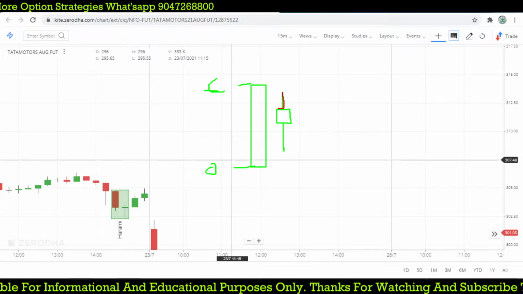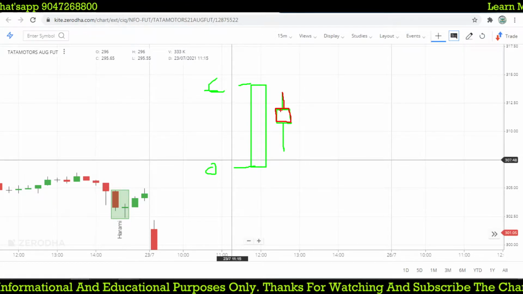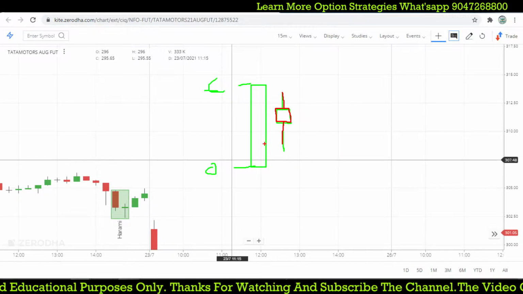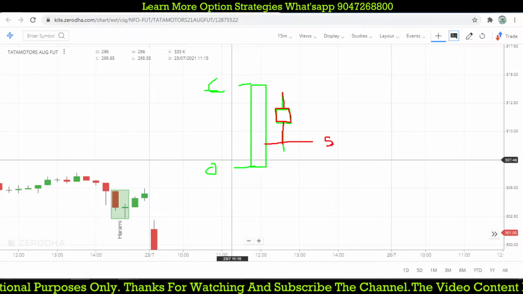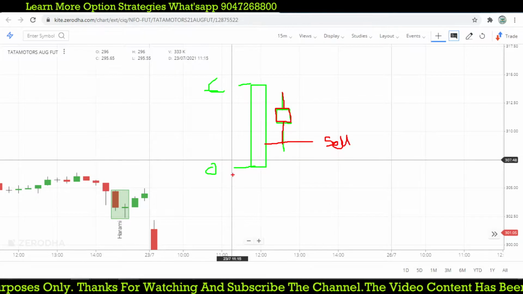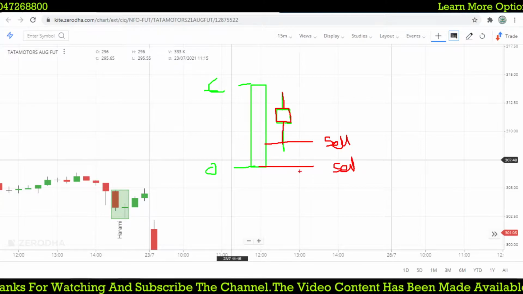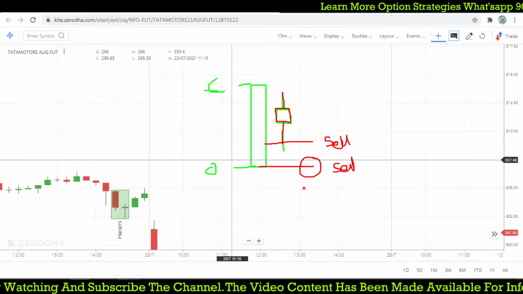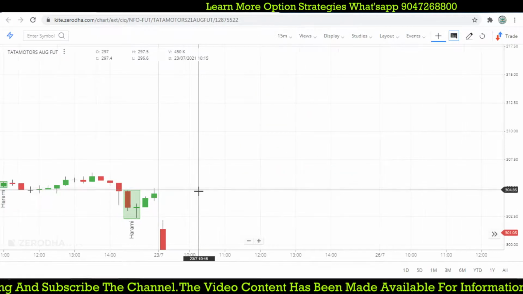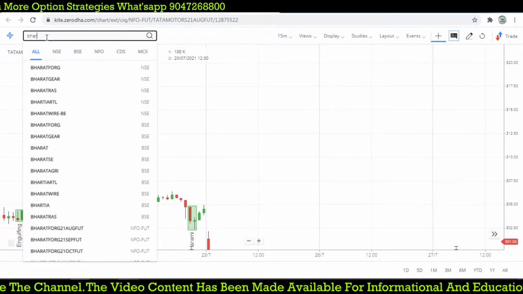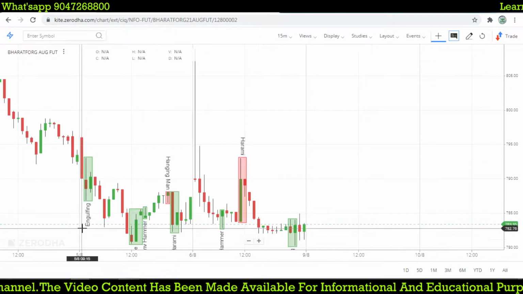So this is the kind of pattern I am expecting. When it forms, it is an even more powerful trade for someone taking a position at this level. I am going to sell at this level, even though my stop loss is big, because here I get more confirmation. That is the kind of candlestick pattern I am checking right now. Let's check whether any other stock forms it, or we will go for another pattern.